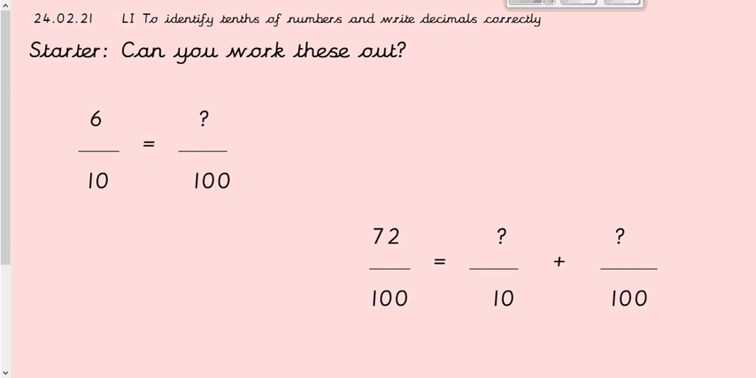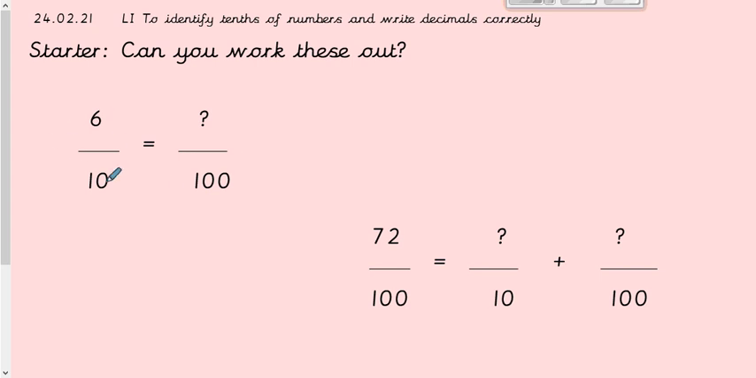Before we go into today's learning, based on yesterday's learning, can you have a go at these? So you need to work out what the question marks could be in both of these questions for me. So pause the video, have a go, and then come back to me and we'll go through the answers.